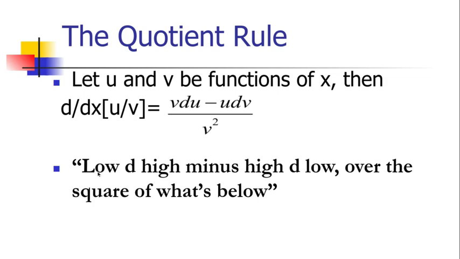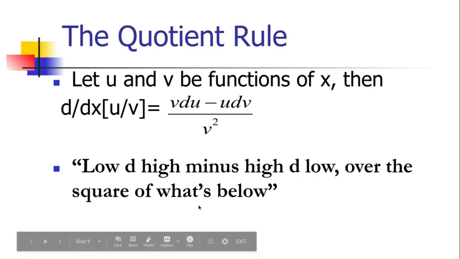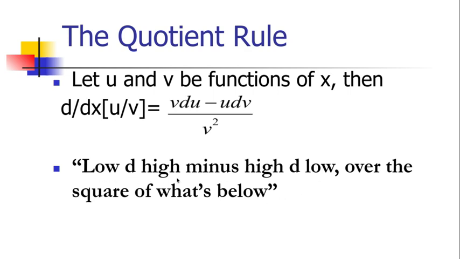So it's low d high, right? Low being the v function, high being the u function. So low d high minus high d low over the square of what's below. The reason why we have this phrase is because it rhymes. So it helps you remember that it's low d high minus high d low, not the reverse, or else it wouldn't rhyme. So, low d high minus high d low over the square of what's below.